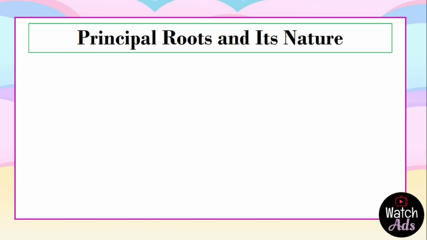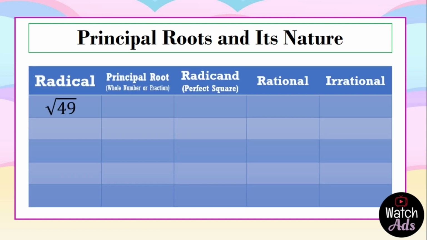Let's try some more examples. We have the radical, the square root of 49. Now for our first requirement, it should have a principal root that is a whole number or fraction. Think of a number multiplied by itself that gives 49 to find the principal root. And there is a number. The number is 7. 7 is the principal root of the square root of 49. 7 multiplied by 7 gives us 49.